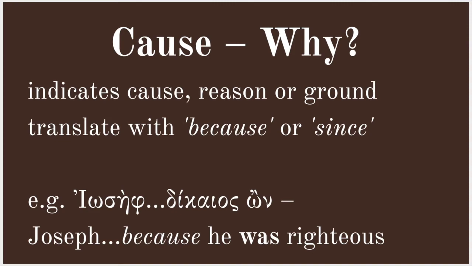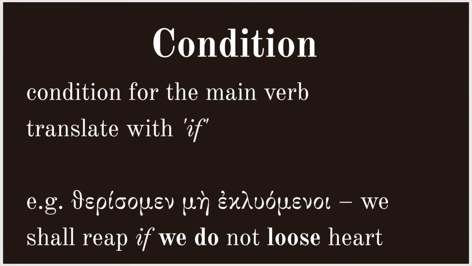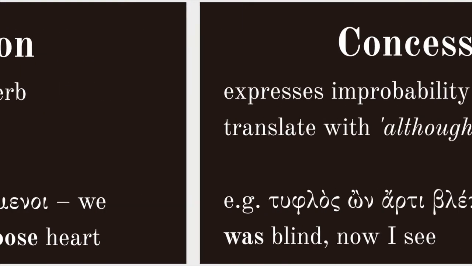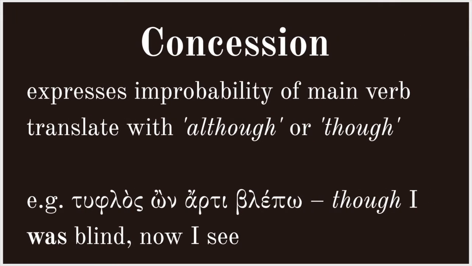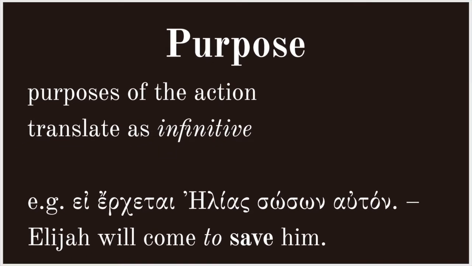Circumstantial participles can also answer the question of why the main verb is happening. In this case, it is best to translate with because or since. A participle can also express the condition of the main verb. The keyword for translation here is if. As in our example, we shall reap if we do not lose heart. This use of the participle adds a sense of improbability to the main verb and is best translated by supplying although or though. Similar to an infinitive, the participle can express purpose of the action.